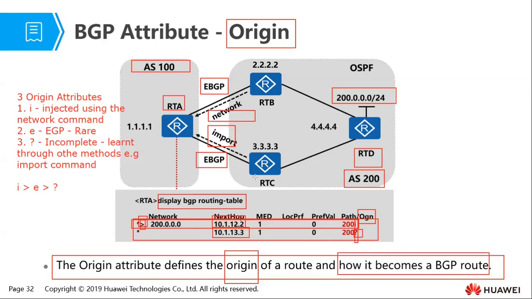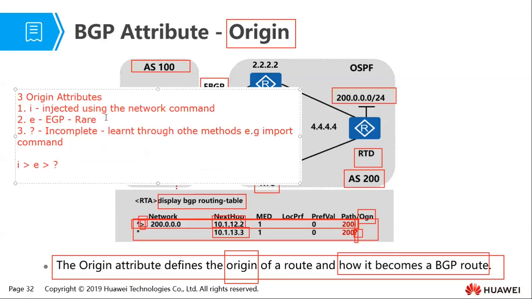You see, when we imported this route from RTC, we used the import command, so that's why we're having a question mark. When we imported from RTB to RTA, we used the network command, that's why we're having an I there. So that is how the origin attributes are actually used to select the best route. So I, network command generally; question mark, in summary, import command, when you use the import command. E is when the route has been injected in BGP from EGP.